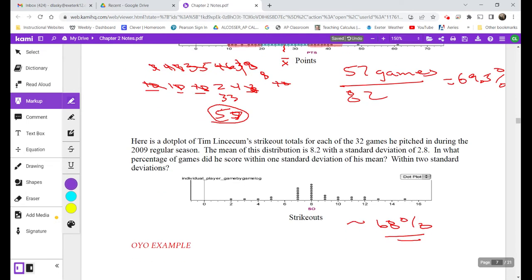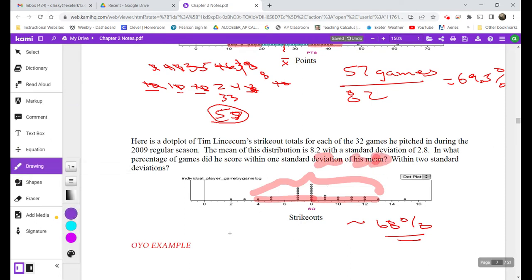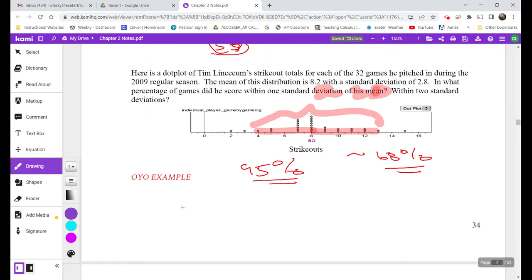To do the same thing here, if I went out 2 standard deviations, so if I find the X bar and 2 standard deviations, that's about 5. So we're going to go from 8 to right about here, and then from 8 to right about here. That's 2 standard deviations, right? If I counted those up, I would get 95% of the data points, okay?